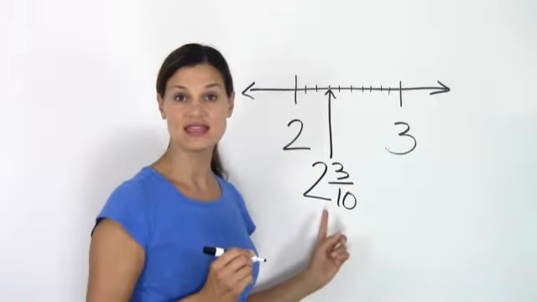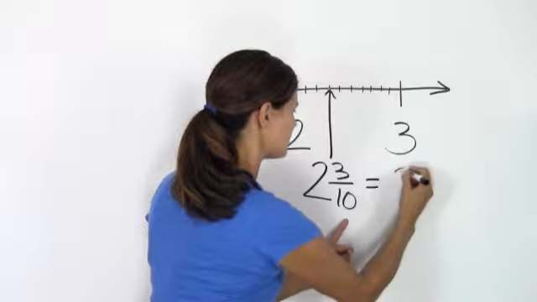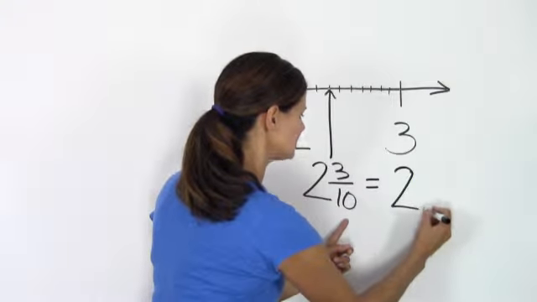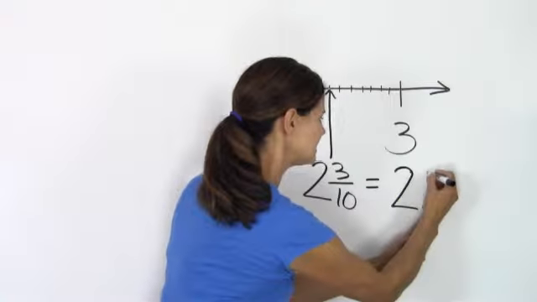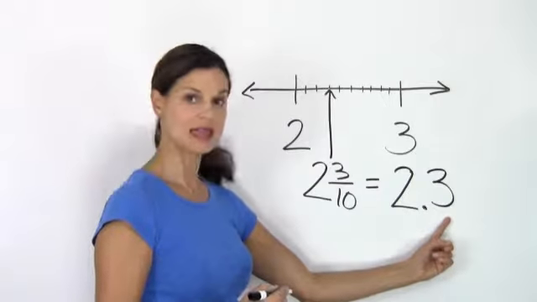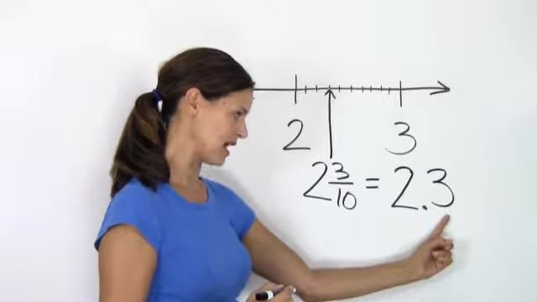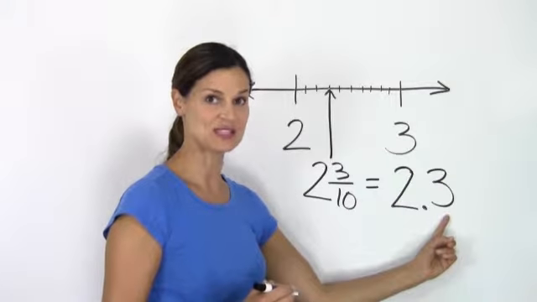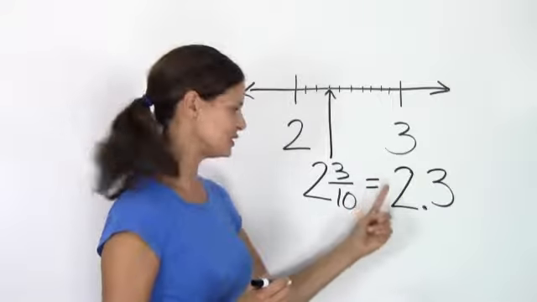If I'm going to write this now as a decimal, I write it like this. I put my whole number first, so my 2, then my decimal point, and then I simply write the number 3, 2.3. This position, the first place to the right of my decimal point, represents my tenths place. So 2 and 3/10 is written as 2.3.